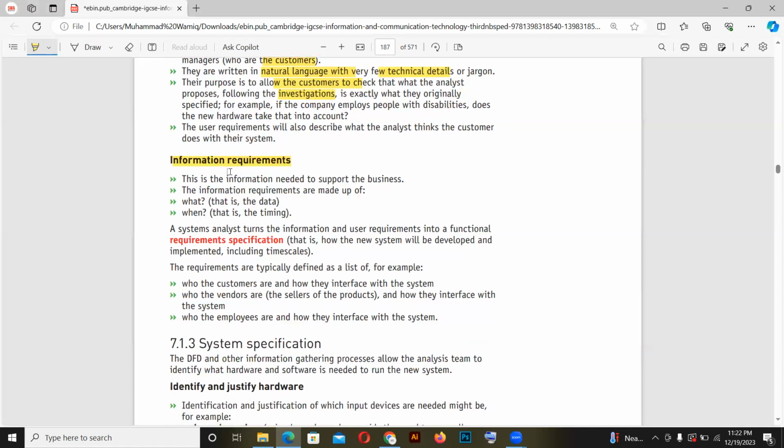So a system analyst can turn the information and the user requirements into a functional requirement specification, so that it is clear in a list what the customers expect, what the vendors expect, and when the systems are going to be ready. So who are the customers and how do they interface with the system. These are basically some examples of requirements. Who are your vendors, who are your sellers, and how should they interface with the system. Who are your employees, and how should they interact with the system, or things like this.